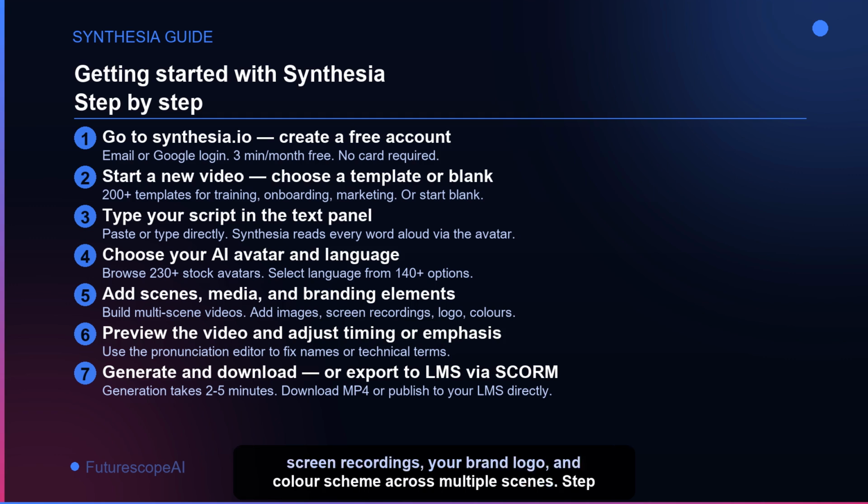Step 6. Preview the video. Use the pronunciation editor to correct any names, product terms, or technical words the avatar mispronounces. Step 7. Generate and download as MP4, or publish directly to your learning management system via SCORM export. Generation takes 2 to 5 minutes.